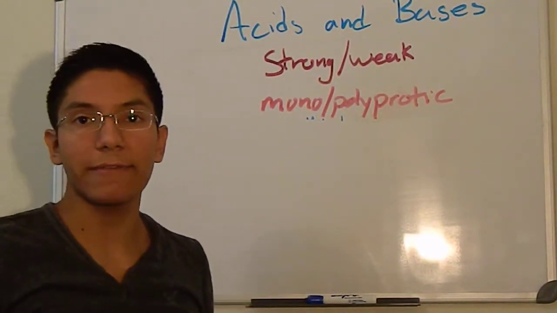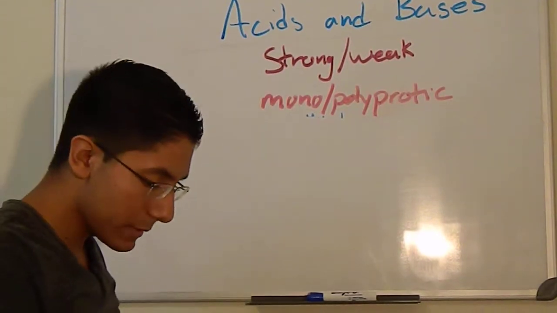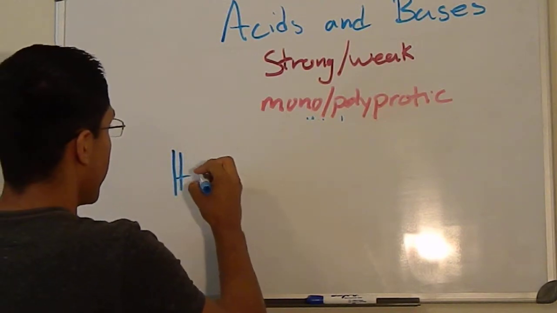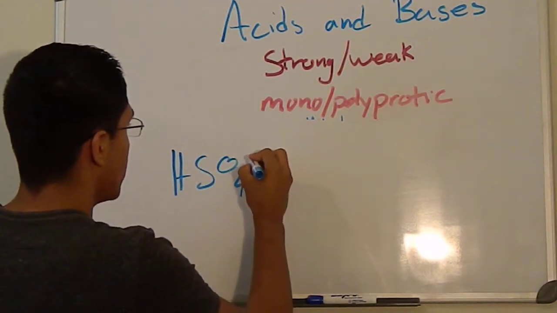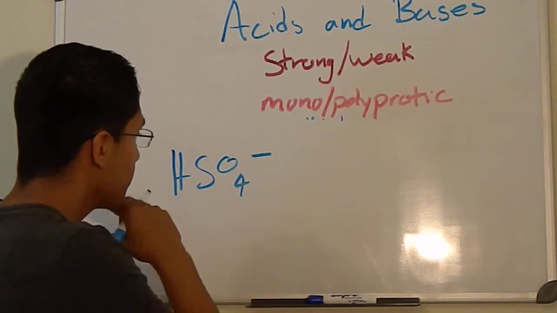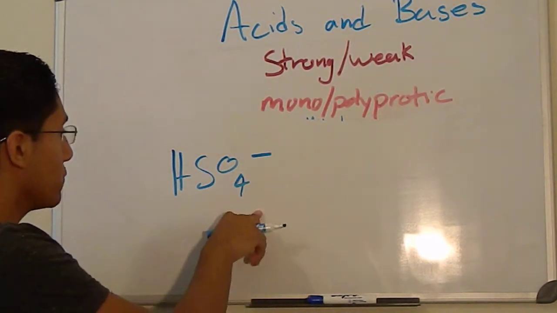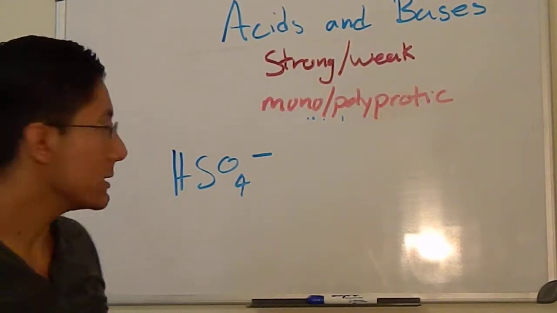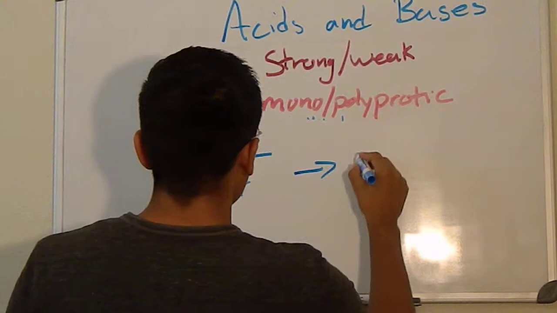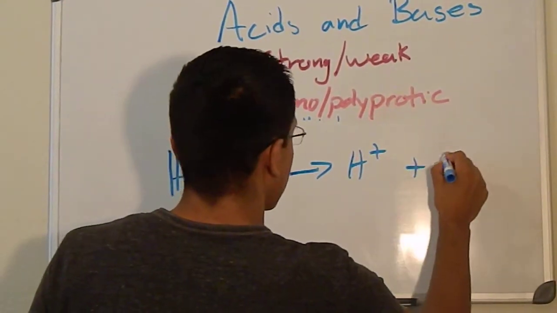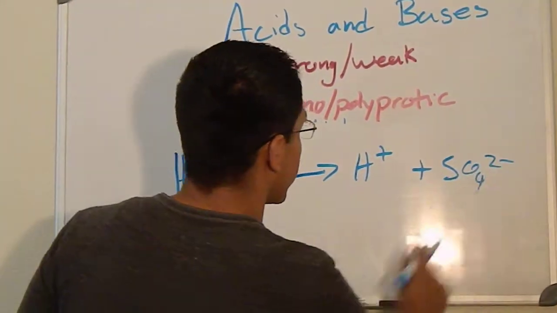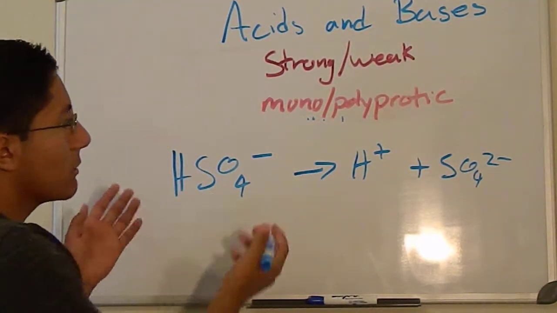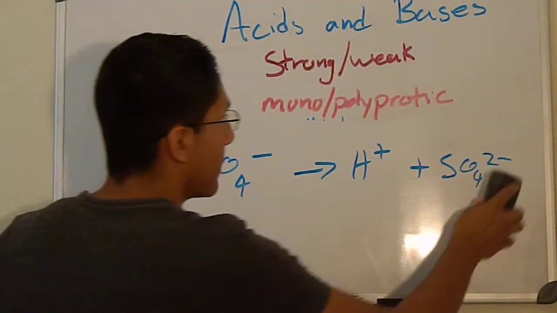But then you can also have acids like, can't think of one, maybe HSO4 negative. Yeah, HSO4 negative. This is a weak acid. You see, it will go to H plus and SO4 2 negative. This is weak. And your strong would be like HCl, and this also applies to bases.